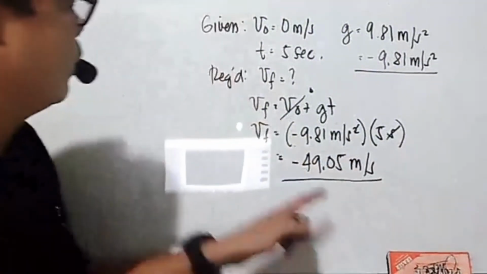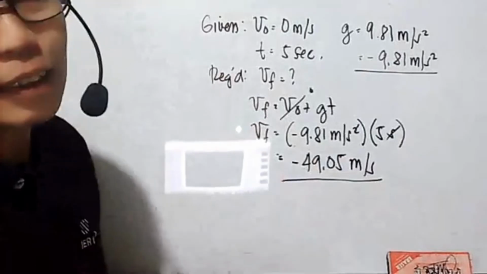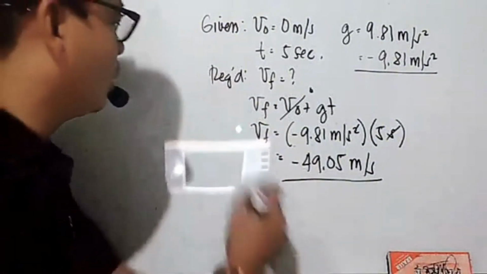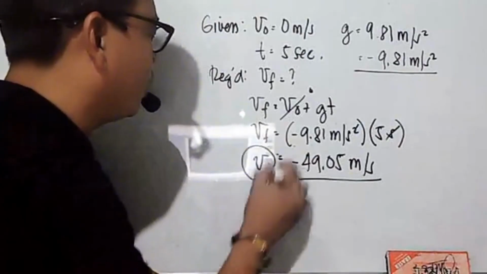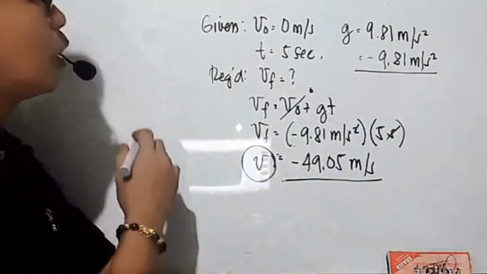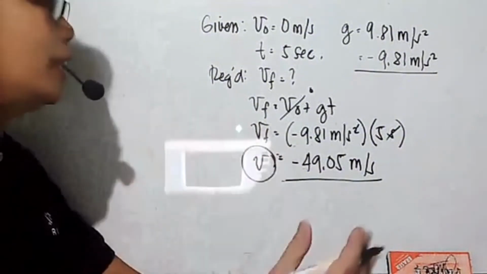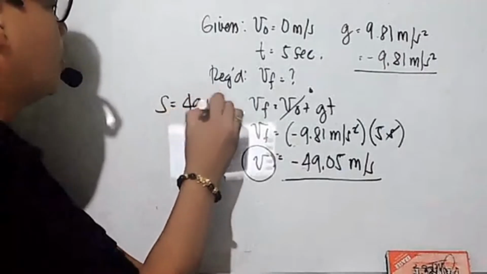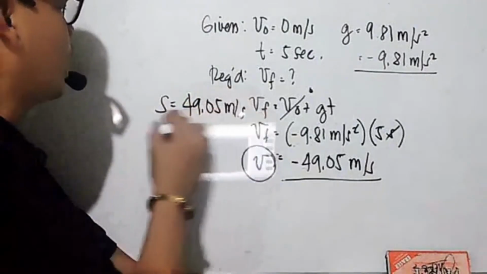Okay, so what is this value? This is the velocity of the ball at 5 seconds. This is the answer for B, since we're looking for the velocity. Now, for A, we're looking for the speed. So your speed is equal to 49.05 meters per second.